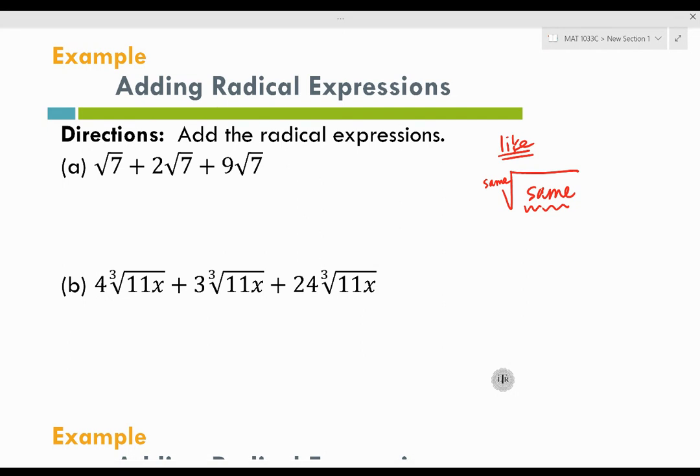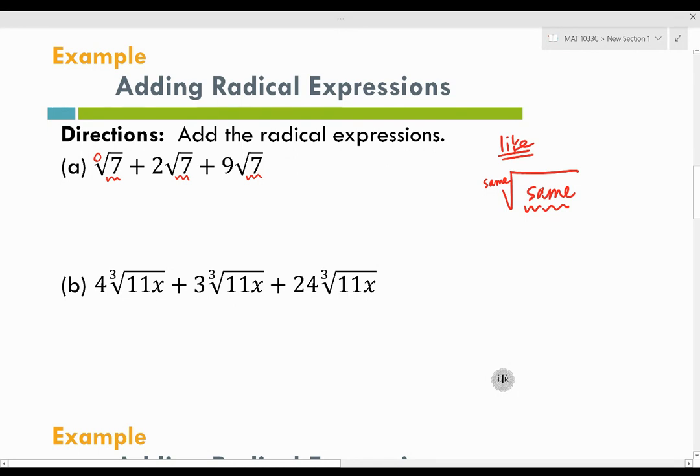So let's look at what we have on this problem. In this first problem A, let's see if all of our radicands are the same. There's a 7 underneath the radical sign here, 7 underneath there, 7 underneath here. So all the radicands are the same. Now let's see if all of the indexes are the same. On this radical sign, you don't see a number there. It's understood to be 2.